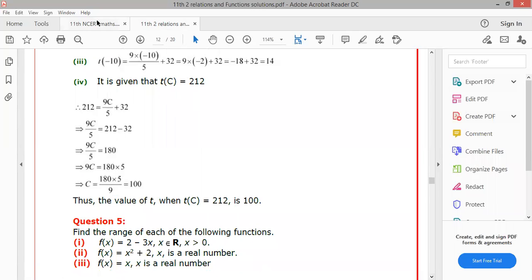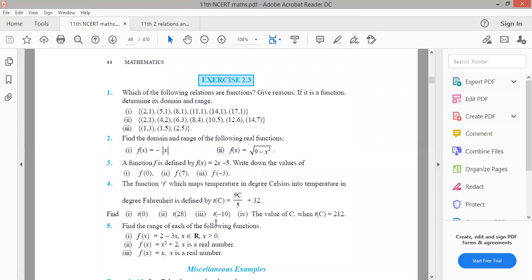Next is question number 5. Question number 5, you see here, find the range of the following functions. Very interesting question, very good question. We have to find the range of the function. How can we find the range of the function?